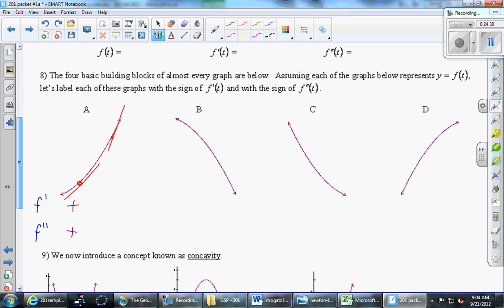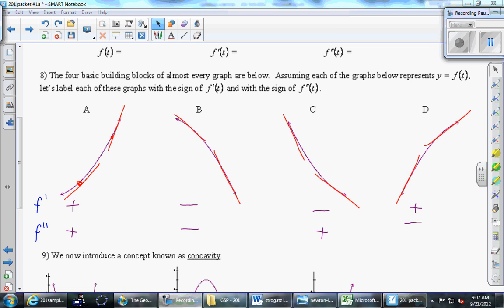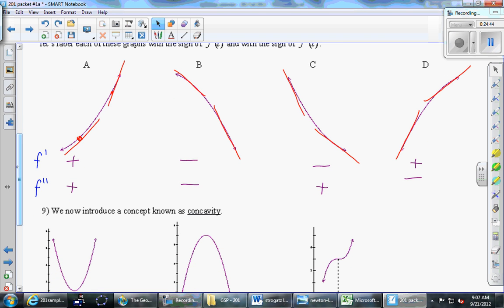Can you draw 2 tangent lines on each of these? Or if you don't need to, just jump to the signs, looking for the sign of f prime and the sign of f double prime, and check with your neighbors. So do we agree? Double check my work here. The second one, I got both negative. Third one is a negative and a positive. Fourth one is a positive and a negative.